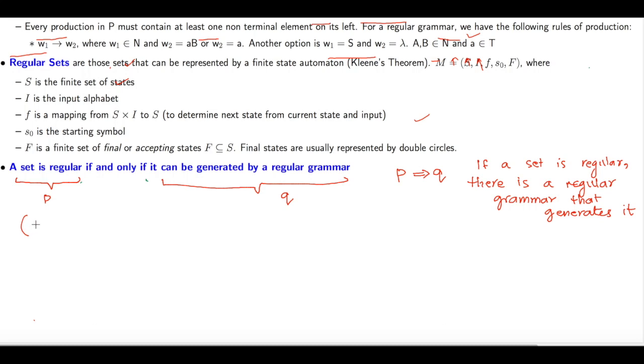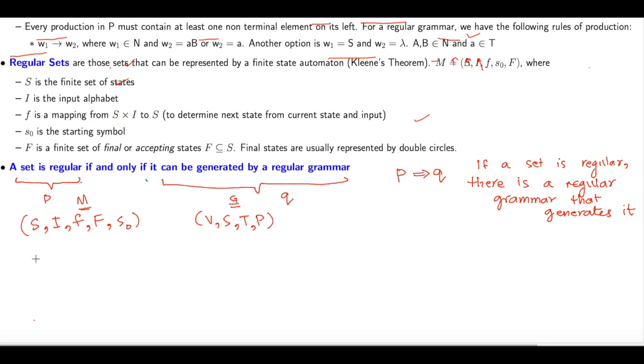We are given the state machine as the final state automaton, which is S, I, F, and S0. So this is my state machine, the final state automaton. Now we want V, S, T, and P. This is my grammar here, so my rules go like this.